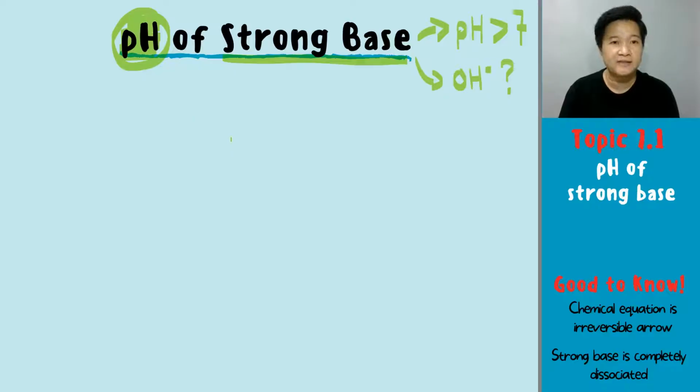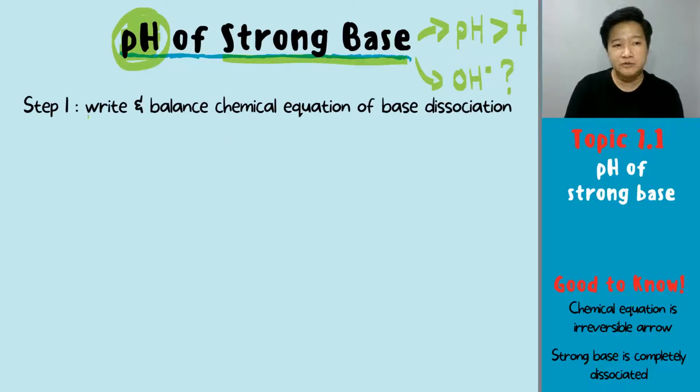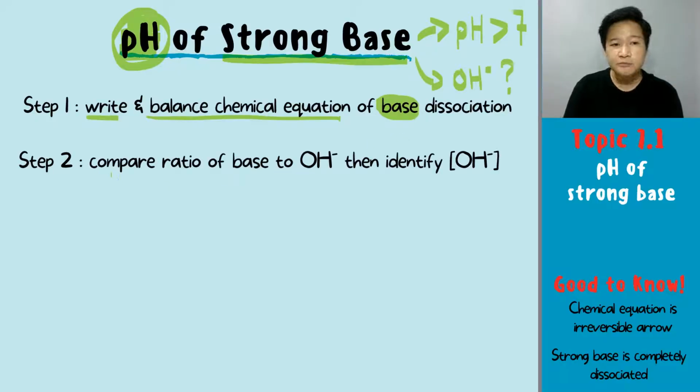Extra 1 step. Step 1 will still be the same. Write and balance the chemical equation of the base dissociation. So, we are going to dissociate your strong base. Step 2 is very similar, but we are going to compare the ratio of the base to the OH minus. Because it's a base, it will produce OH minus. From the OH minus, we need to identify one thing in this step: the concentration of the OH minus.